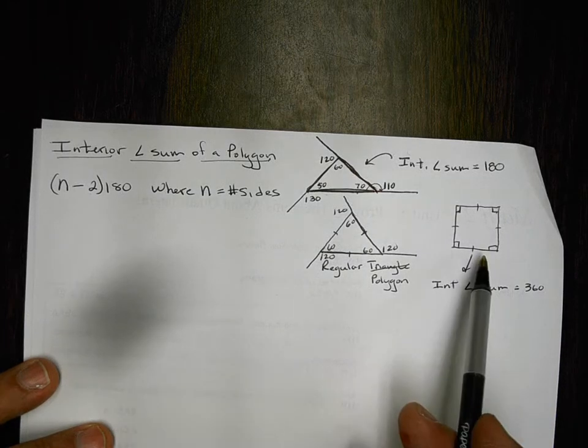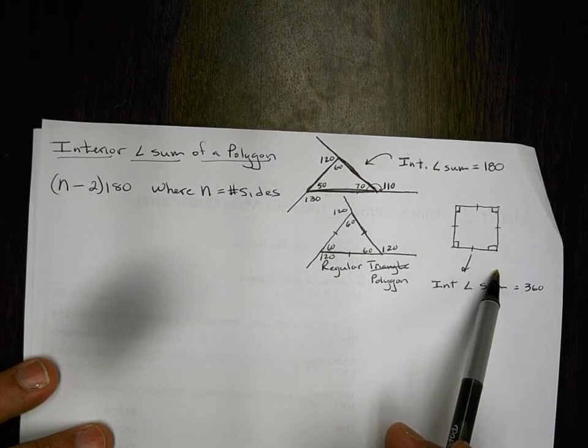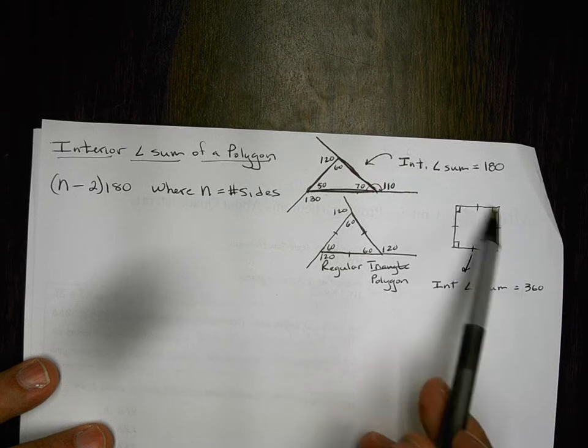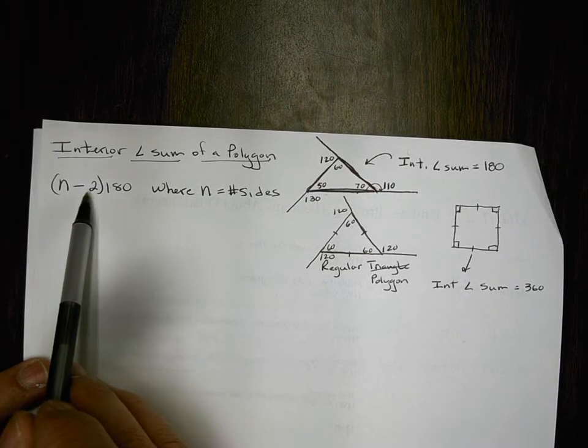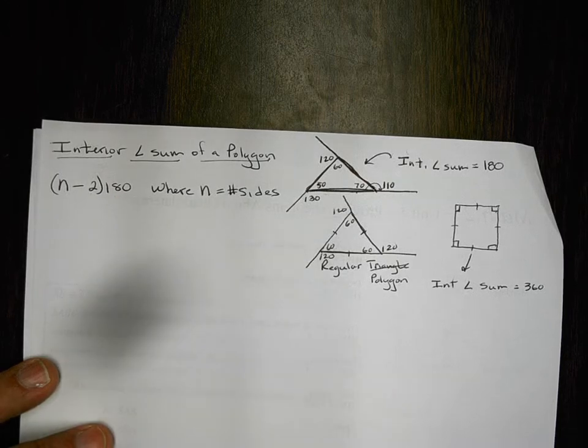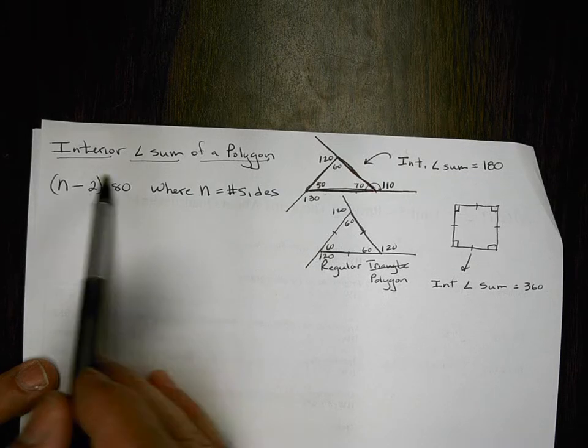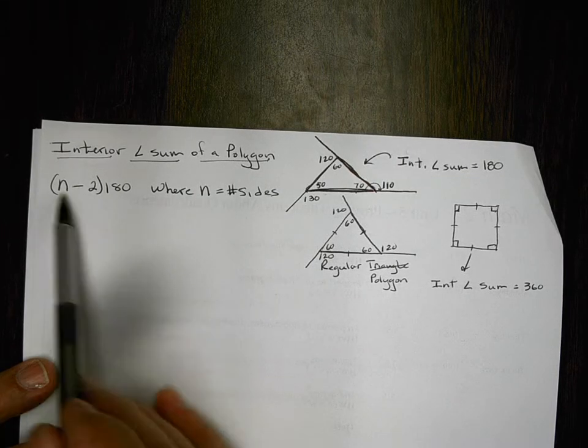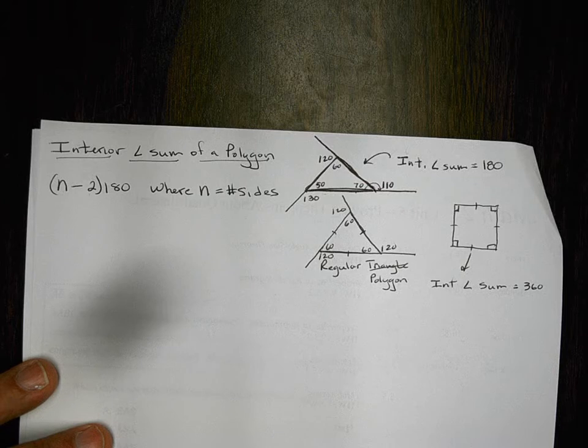And let's apply it to the square. Well, 4 sides, so 4 minus 2 is 2, and 2 times 180 is 360. And that is true for any quadrilateral, and in fact this formula will work for any polygon. It doesn't have to be a regular polygon, any polygon that'll work.